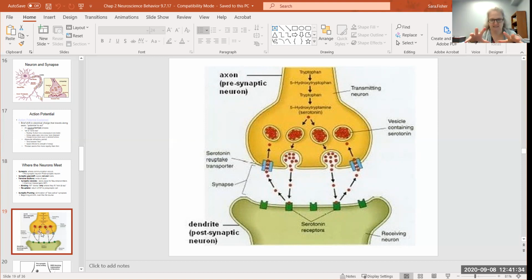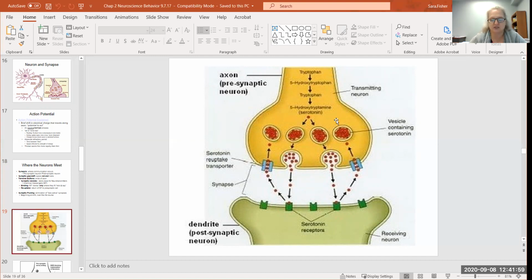But the idea is that, again, you have the electrical signal that travels down the axon, and then it causes chemical molecules to be released in the space between the end of one neuron and the beginning of another neuron, and that's the synapse, or sometimes it's called the synaptic cleft. It simply refers to the space in between.